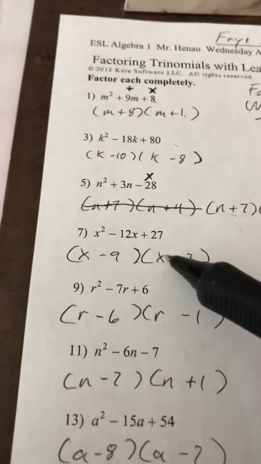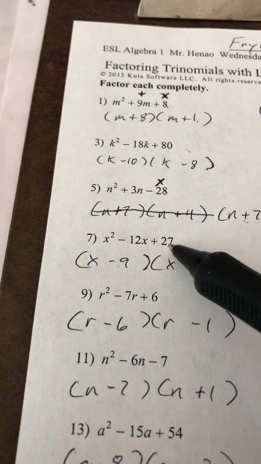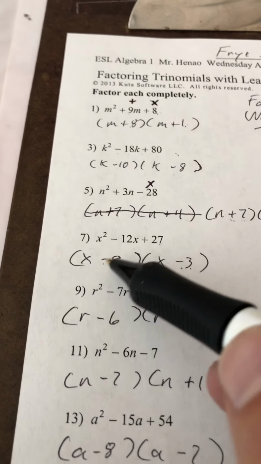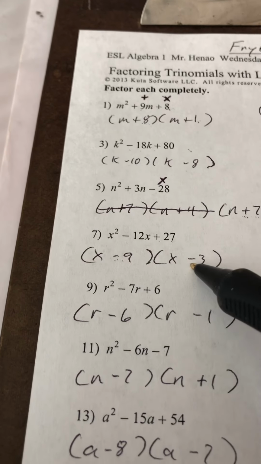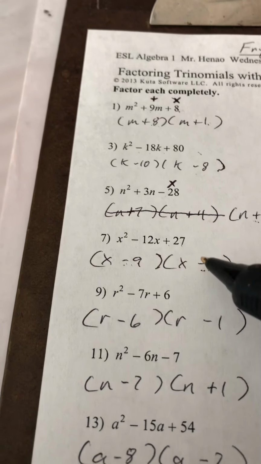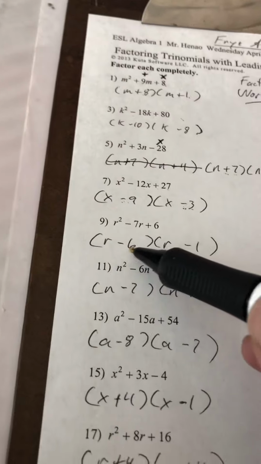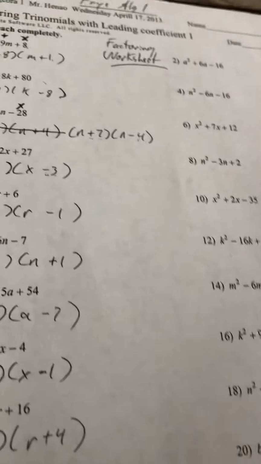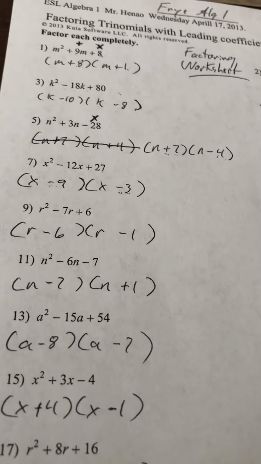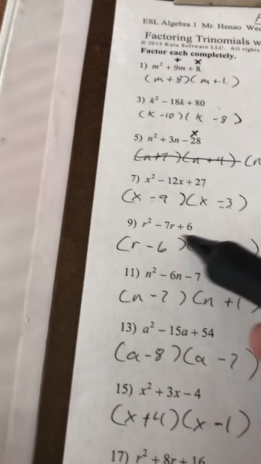Moving on to number 7. Negative 9 times negative 3 gives me a positive 27. When I add these together, this is negative, which means both of these are going to be negative, because negative 9 minus 3 gives me negative 12. Moving on, number 9. Hopefully you're pausing this as we go forward and working on the even ones as much as possible. I'll try to do a couple of those with you too.